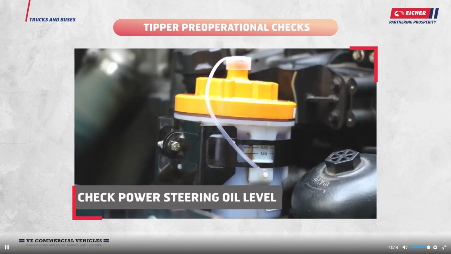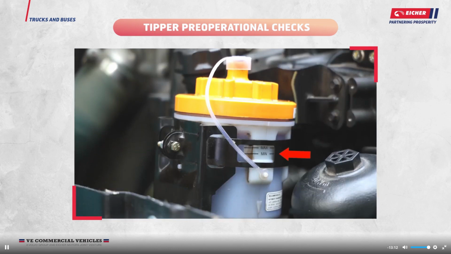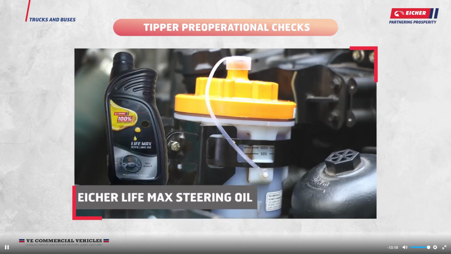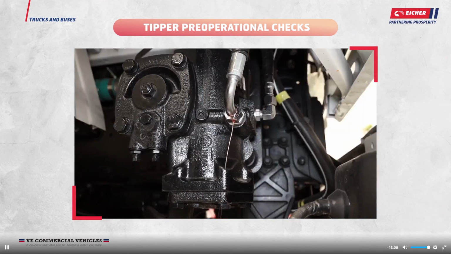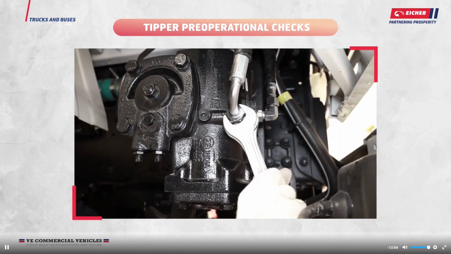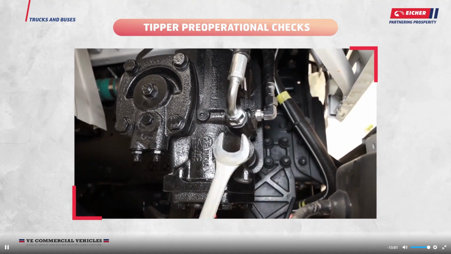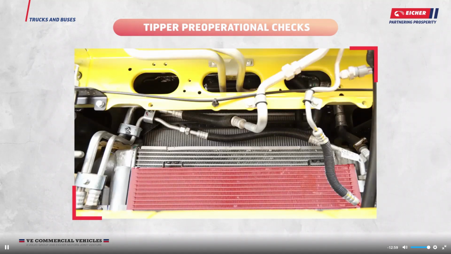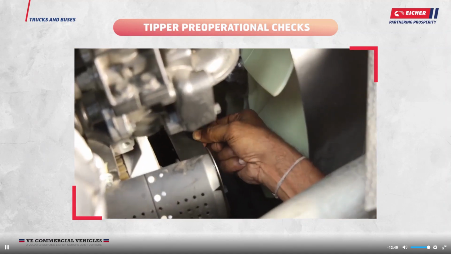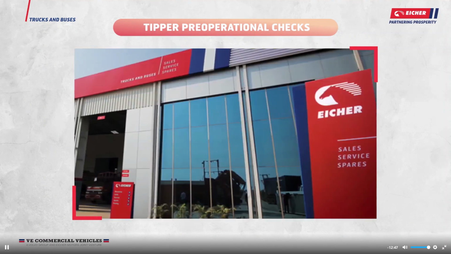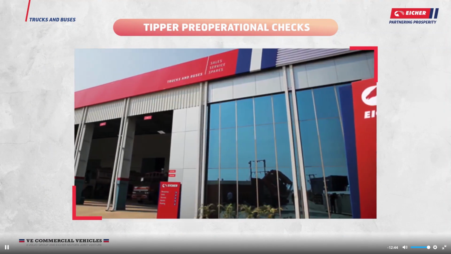Check power steering oil level. If the oil level is below minimum mark, top up with EICHER Life Max steering oil till the maximum mark. If any leakages are visible, get it corrected. Check condenser and radiator fins for damage. If any damages or cracks found, get the vehicle inspected and repaired. Visually check fan belt condition. If any damages or cracks found, get it replaced at an EICHER authorized service center.